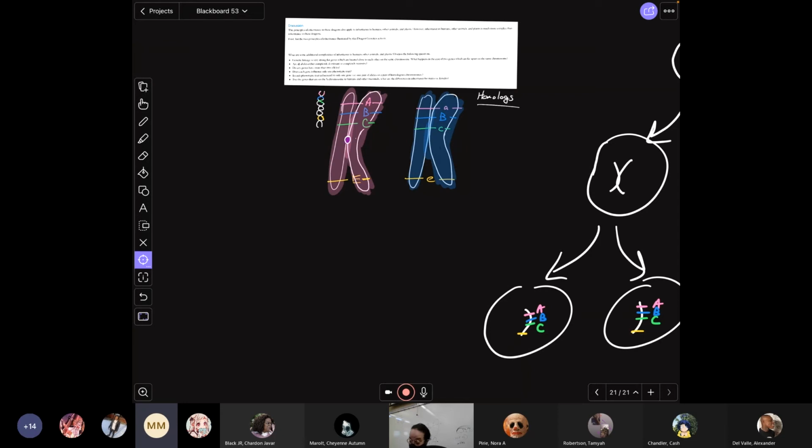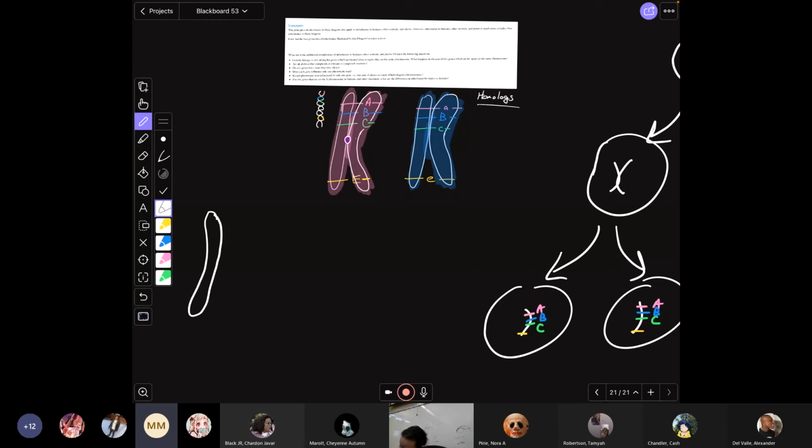Could I guess? Yeah, go ahead, guess. So I guess since they're not all linked together, they have the ability to use the law of independent assortment. Like they can just move wherever they want. Oh, okay.